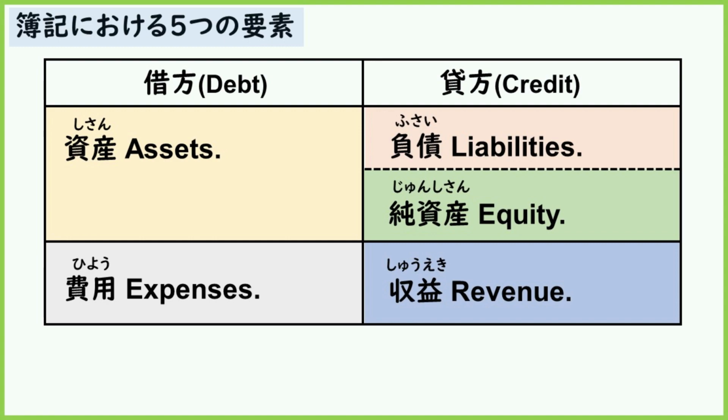When making journal entries, if there is an increase in any account name, it will be recorded on either the left or right side. In other words, if an asset increases, it will be recorded on the debit side, and if it decreases, it will be recorded on the credit side. For liabilities, if there is an increase, it will be recorded on the credit side, and if it decreases, it will be recorded on the debit side. Please make sure to remember these 5 positions.